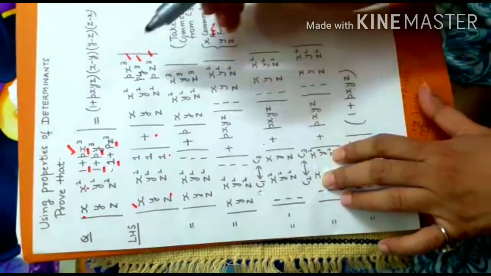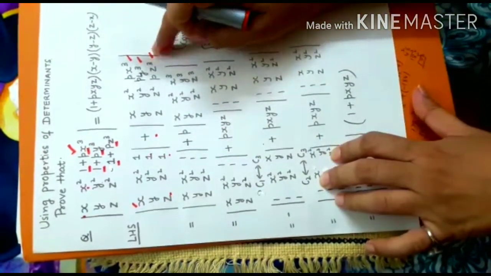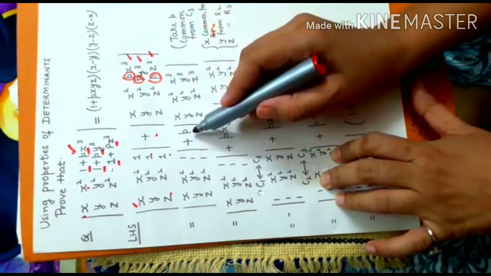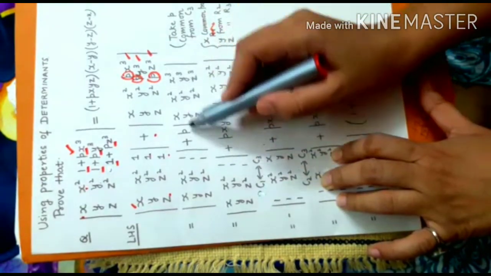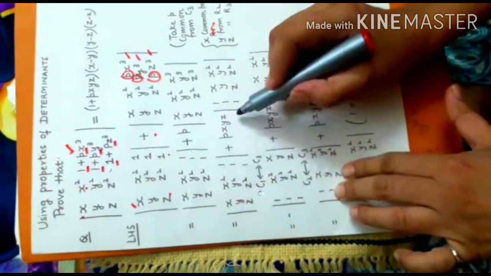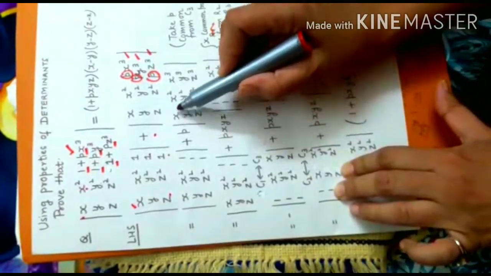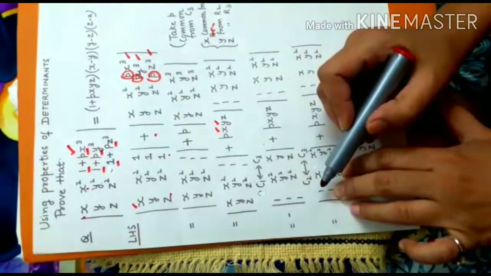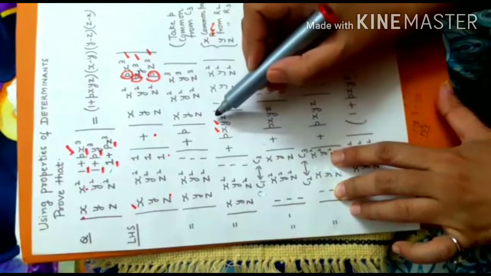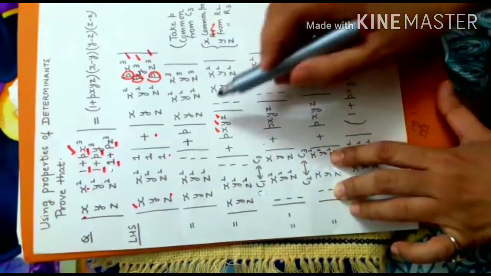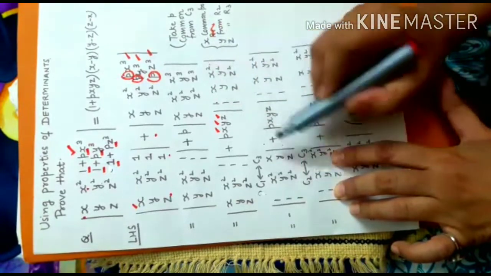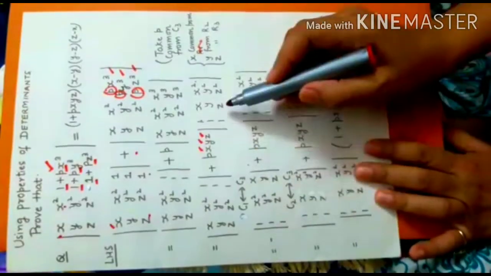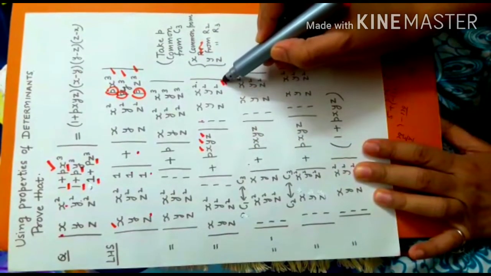Now you can see that in this determinant, I can take the common factor p out from the third column. So I have taken p common. Next, from the first row, x can be taken out. From the second row, we can take the common factor y out. And from the third row, we can take out z. So the determinant will be 1, x, x square, 1, y, y square, 1, z, z square. So we have obtained this determinant.